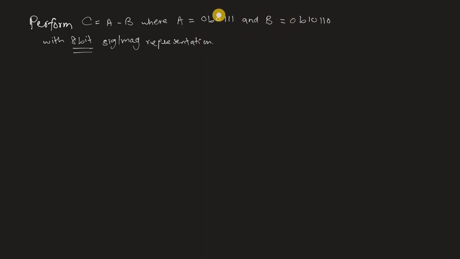We have this number and we need to subtract them with 8 bits in the sign magnitude representation. Okay, and as you guys already know, the sign magnitude representation means this one that you see over here. So this represents the sign, and the rest of the number that you see, 0, 1, 1, 0, this represents the magnitude, okay, and this represents the sign, okay.